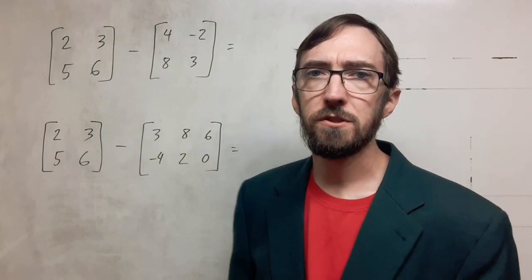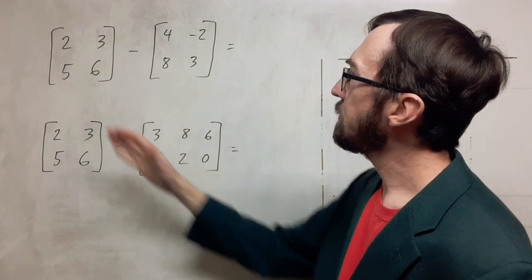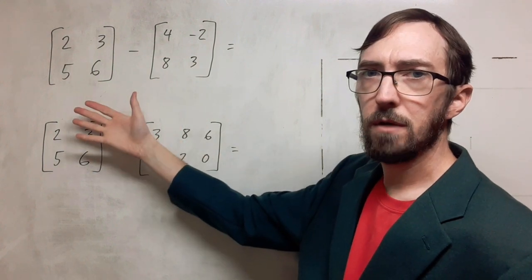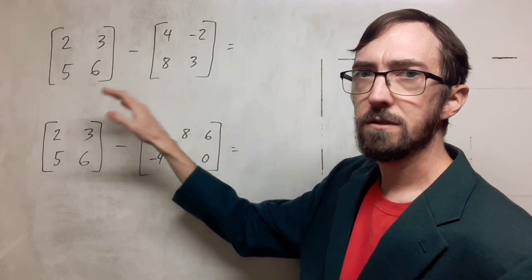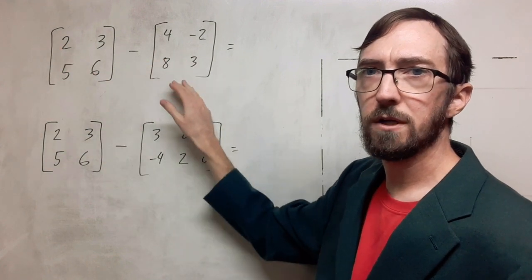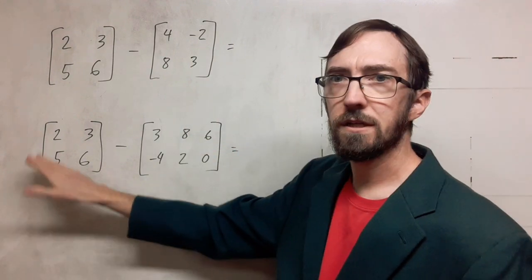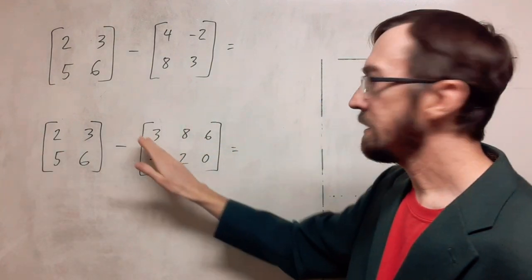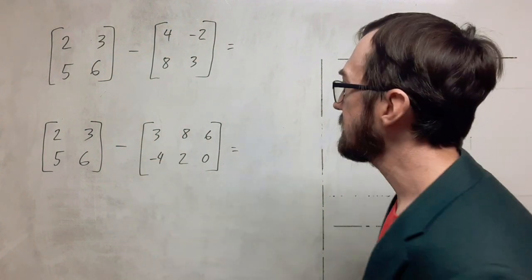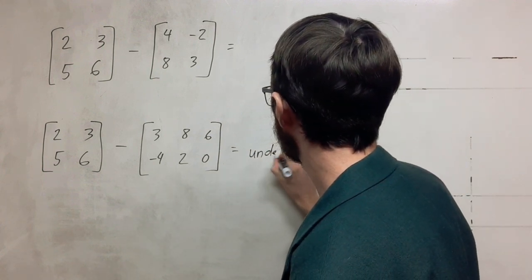Using the same matrices, we are now going to look at subtraction. Again, the key to subtraction is that the dimensions of the two matrices that we want to subtract must be like dimensions. They have to match. I have a 2 by 2 here and a 2 by 2 here, so those are matching dimensions. Down here again, I have a 2 by 2 and a 2 by 3. These do not match. So again, this second example is going to be undefined. We can't subtract these.